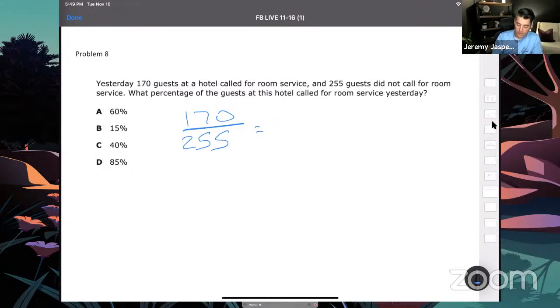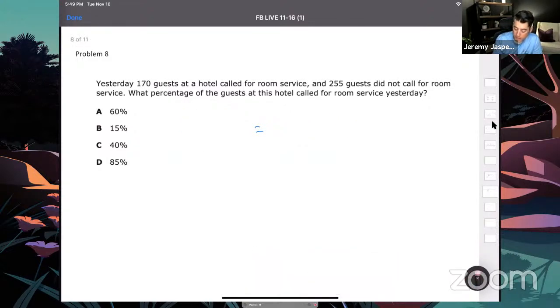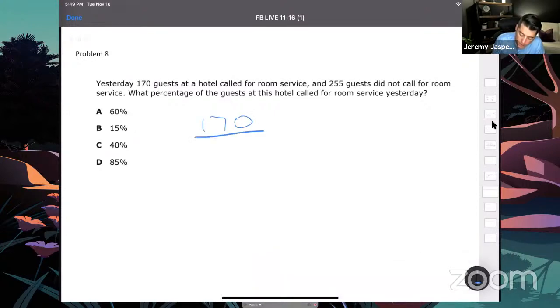If we do 170 divided by 255, I get 66.67. There's nothing close to 66.6 or 67%, because I got 60, 15, 40, and 85. Well, now we're stuck. We're struggling because we don't understand where we are, and we might just guess. So what we have to see is how they wrote down this problem. It's only giving us the 170 that called and the 255 that didn't. So that means 170 out of 170 plus 255.